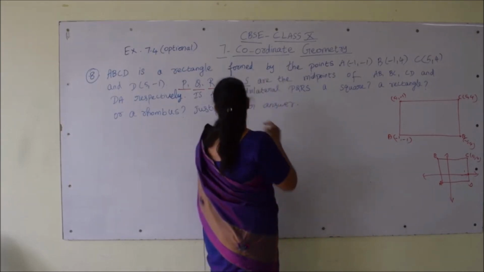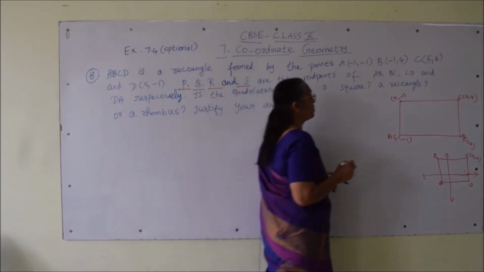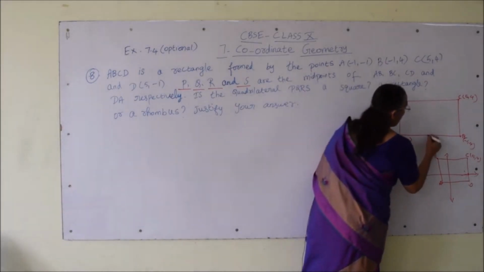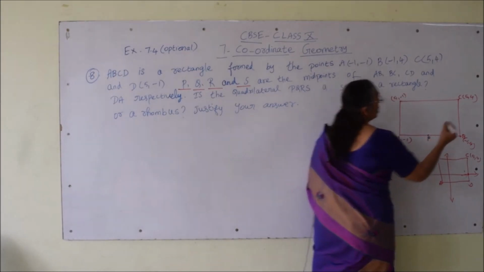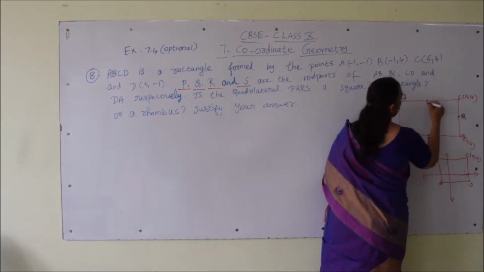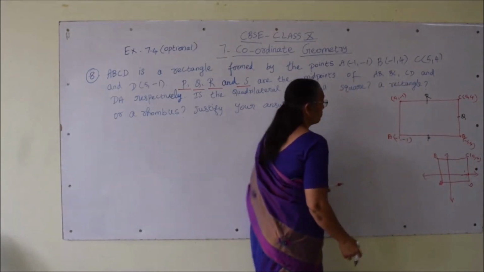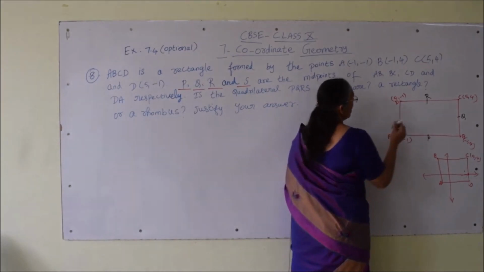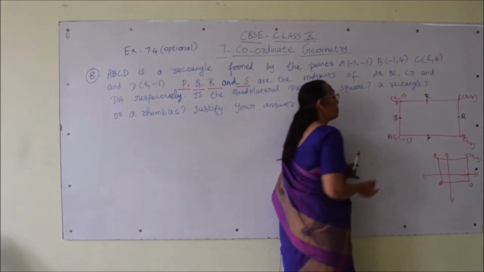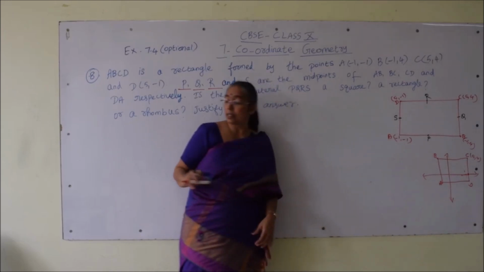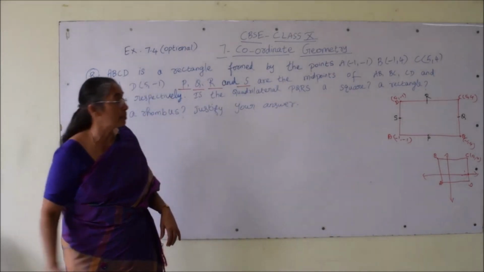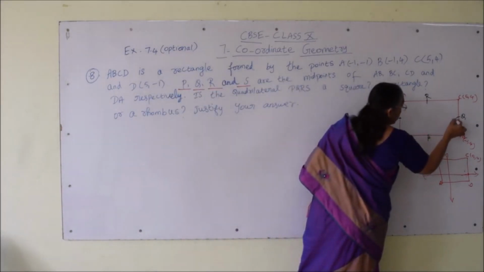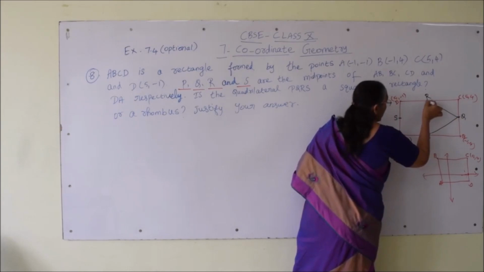Now, what is the question? P, Q, R and S are the midpoints of AB, BC, CD and DA respectively. P is the midpoint of AB, Q the midpoint of BC, R the midpoint of CD, here D point I didn't mark, this is D, and S is the midpoint of AD. The question is about the quadrilateral PQRS. Let me join these points, and you will get a quadrilateral.